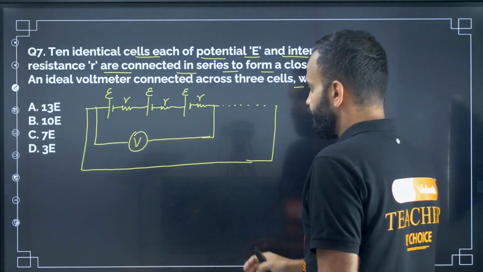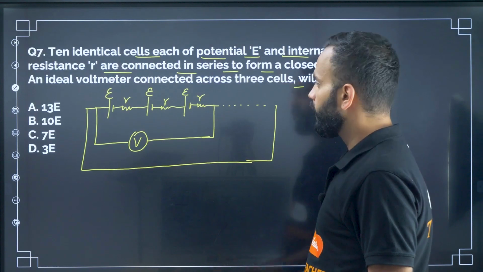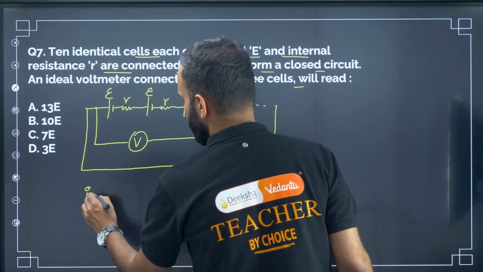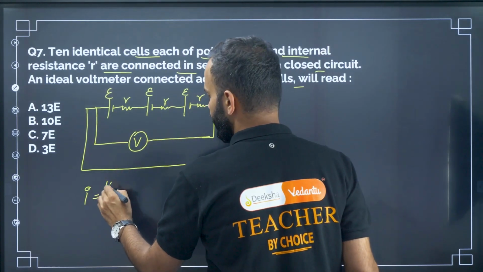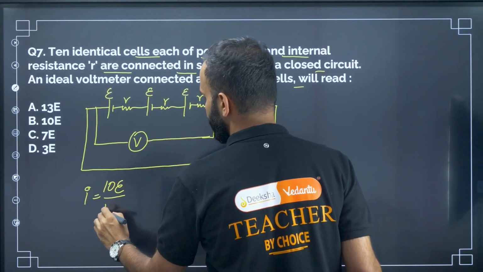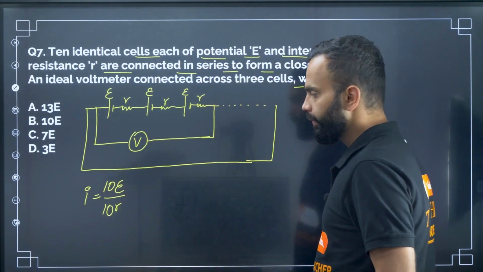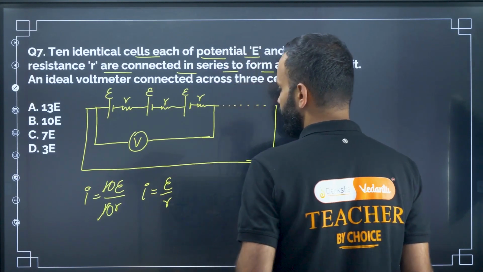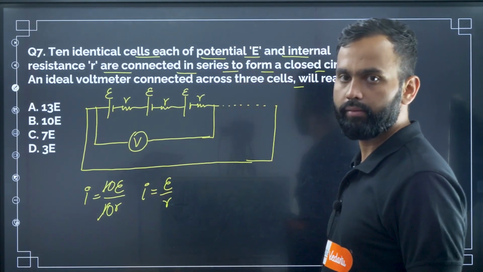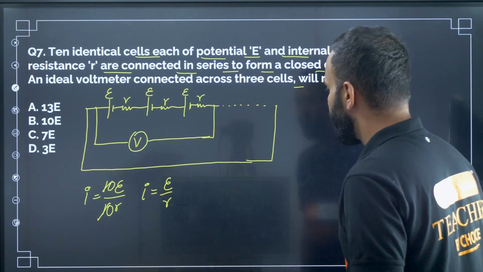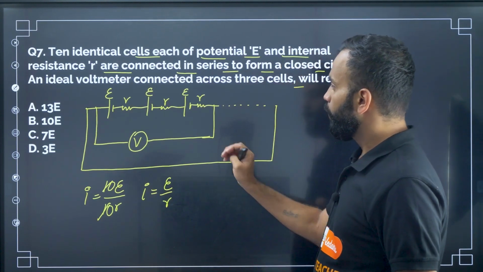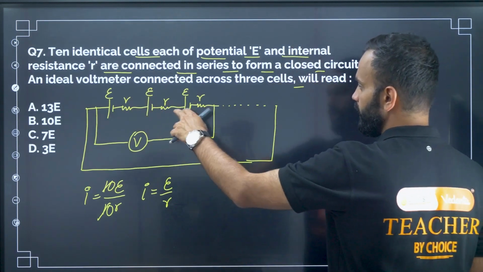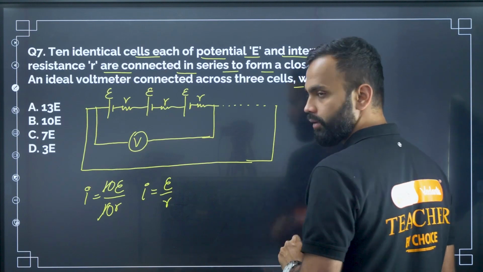So what is the current flowing through the circuit, or through the 10 cells? Current I equals, here there are 10 cells, so 10 into E divided by 10 into r. So 10 will get cancelled. I equals E divided by r. Now what is the current flowing through these 3 cells? Same, I only.